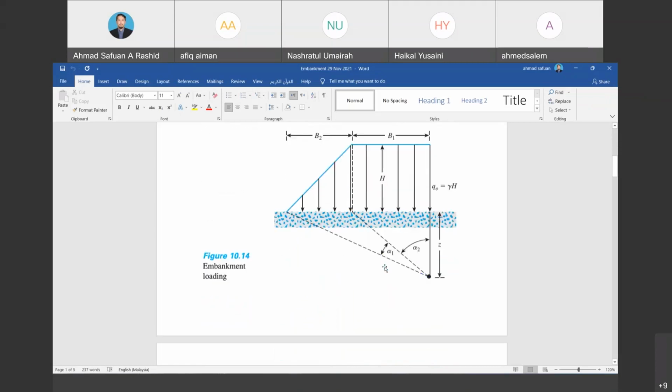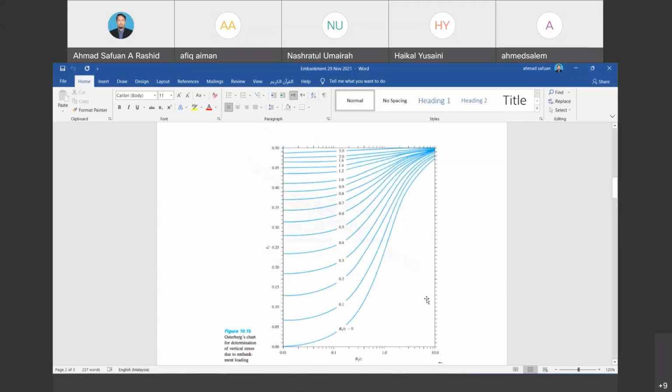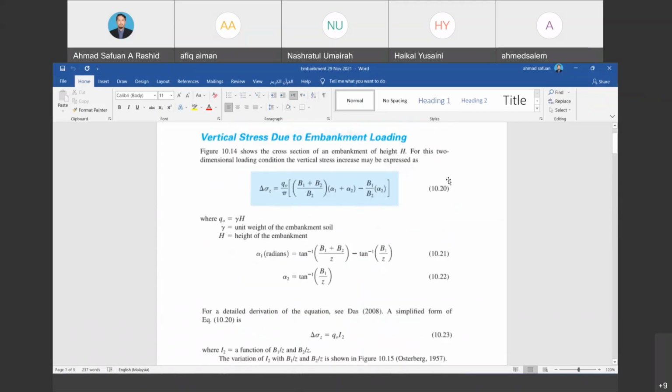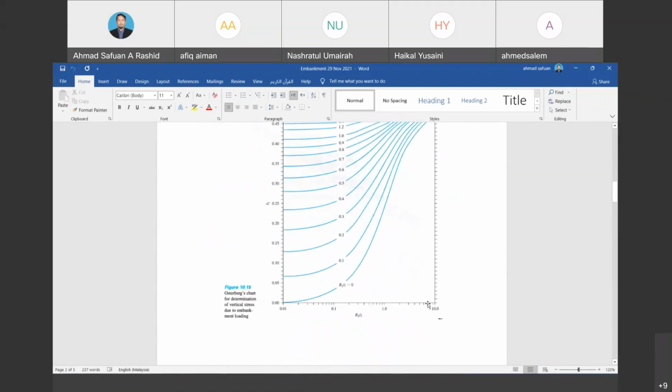So what is the importance of this Z? Especially in the settlement calculation, we should determine the Z, or the depth, which influences the settlement, especially in soft clay areas. We may discuss it later. So we have two calculations here: the 10.20 equation, and another one using the Osterberg chart.